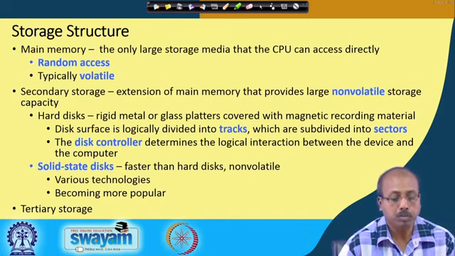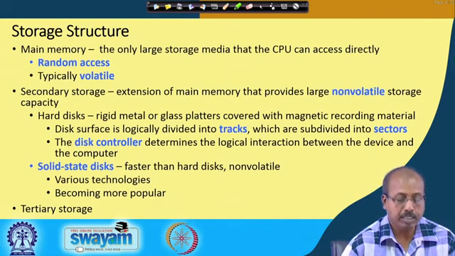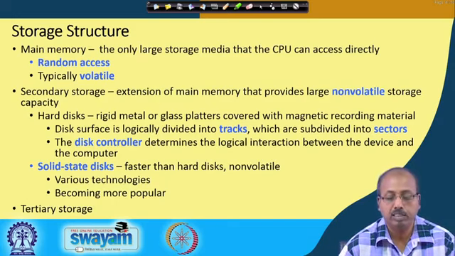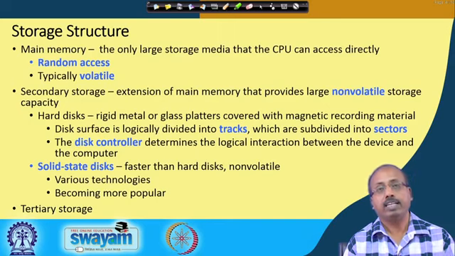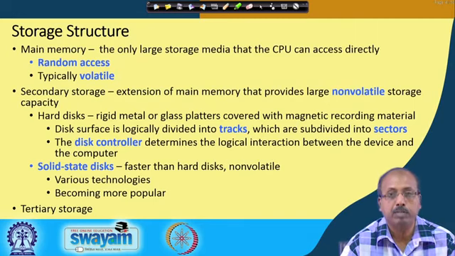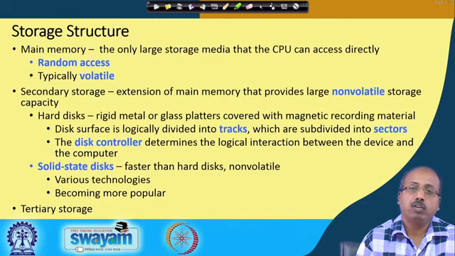Next, we will be looking into storage structure, and storage structure can be broadly divided into 3 categories: main memory, secondary storage and tertiary storage. The main memory is the large storage media that the CPU can access directly. As we know from our school days, the processor can directly talk to the main memory. Whenever the CPU needs any instruction or data, it accesses the main memory, and the content of the main memory comes to the CPU, and the CPU tries to understand it and execute it or use it in some instruction.